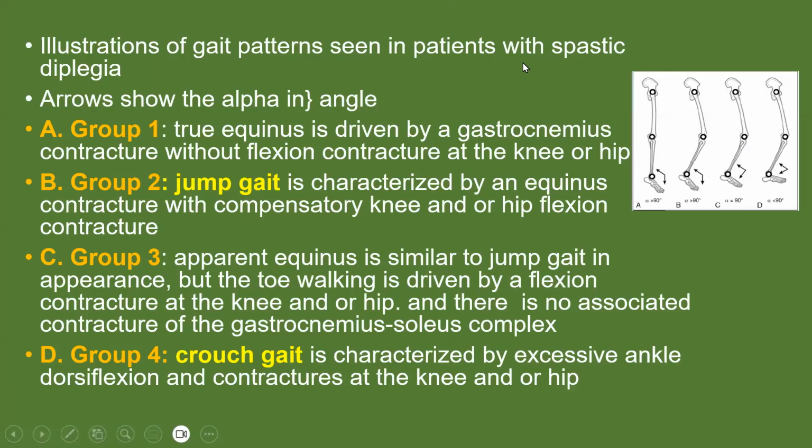So these are the illustrations that I am trying to demonstrate, in more detail. In group 4, you see that you have dorsiflexion of the ankle. When you have dorsiflexion of the ankle with flexion of the knee and flexion of the hip, you will have a crouch gait, which is characterized by excessive ankle dorsiflexion and contractions of the knee and hip.